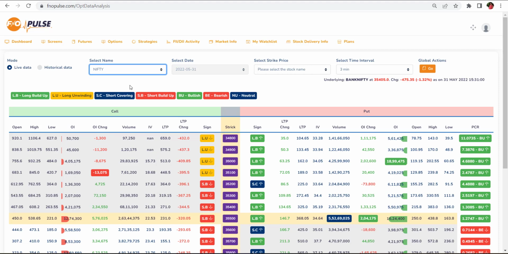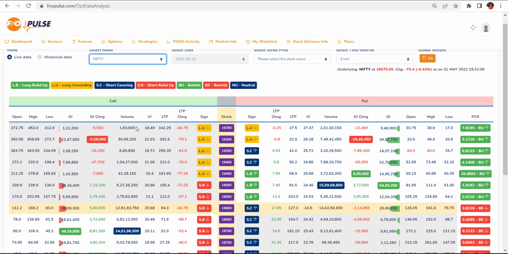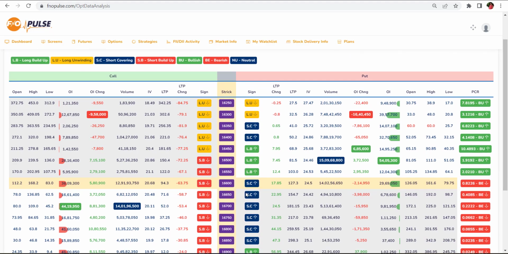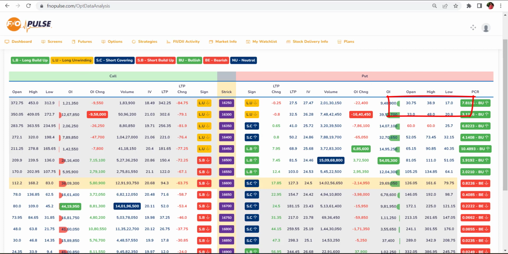Now let me show you Nifty also. In the same way, you have to select for all options: on the left side are call options, on the right side are all put options. First, let me explain with my profit. Today I booked a profit of 4,702. Total profit is 4,702. In Nifty 16,600 C. Why did I choose 16,600? Let's see.